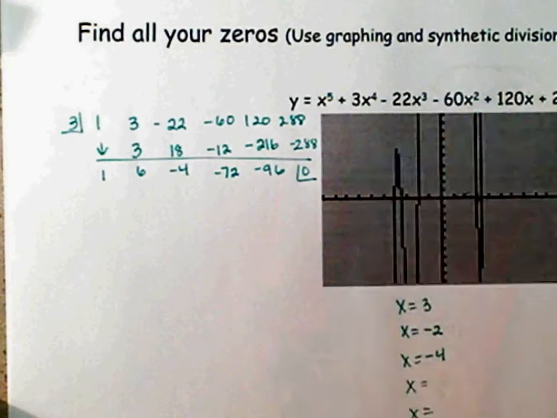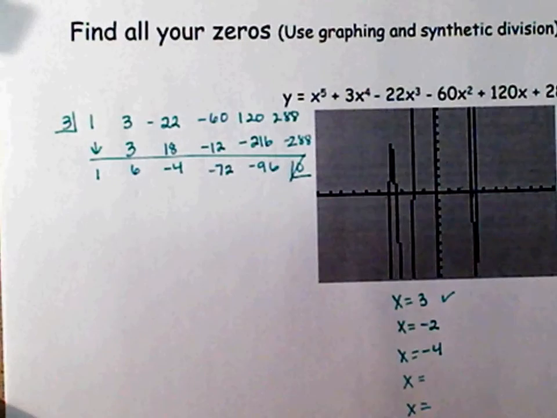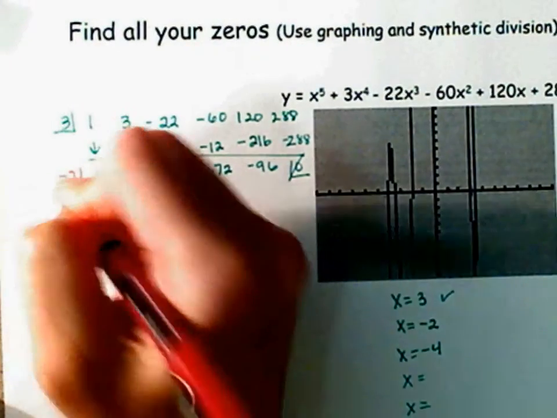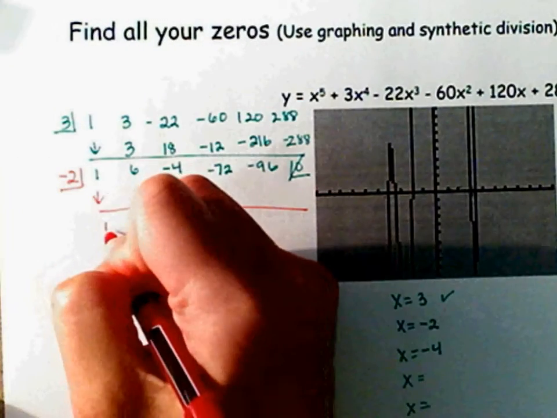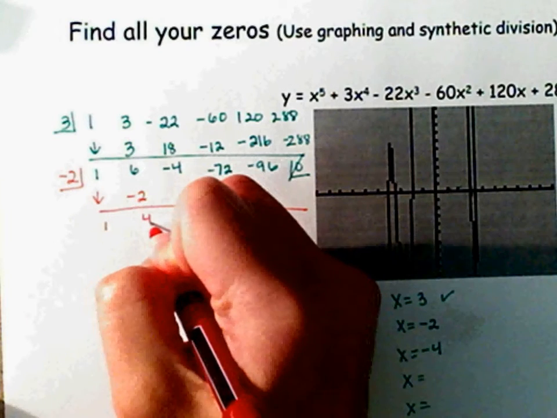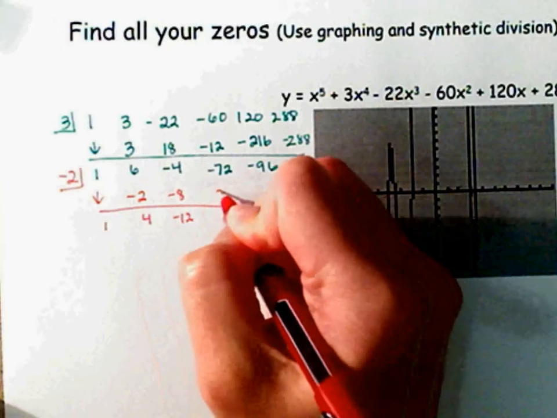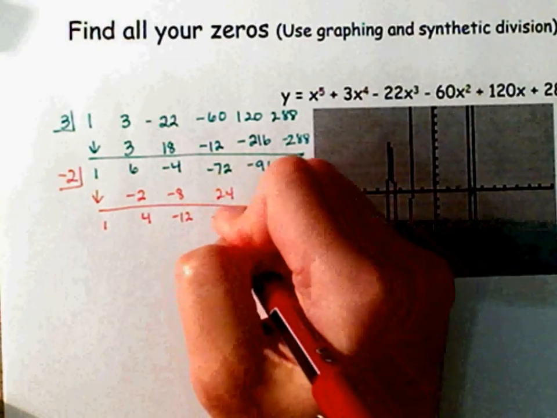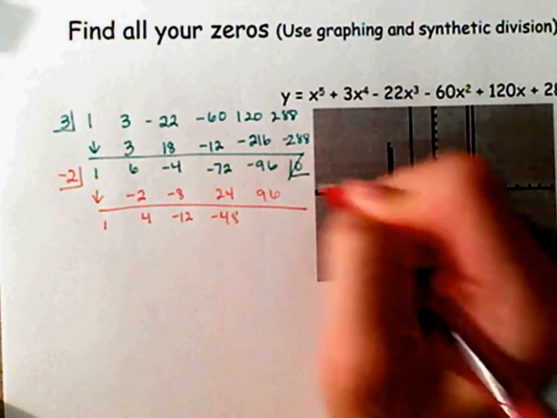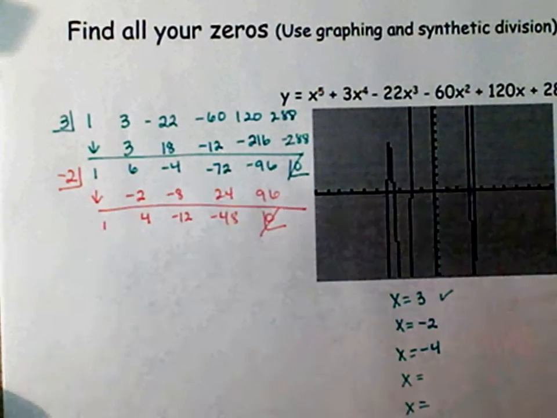See that? Check. Done. Now I'm going to divide by negative 2. You see how I didn't rewrite it? Because I'm just going to keep dividing it. 1 times negative 2 is negative 2, gives you 4. 4 times negative 2 is negative 8, gives you negative 12. Negative 12 times negative 2 is 24. So negative 72 plus 24 is negative 48. Times negative 2 is positive 96. See how that works? And now I'm going to try negative 4.